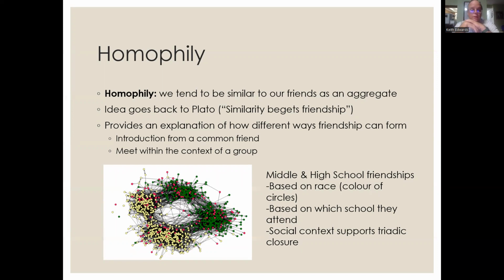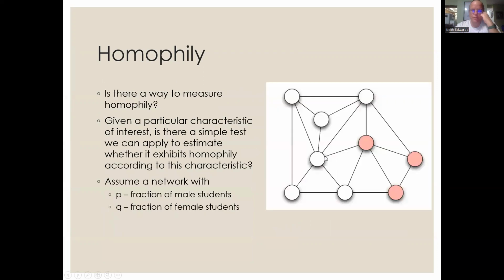So the social context here supports triadic closure. It's a little hard to see from that diagram, but triadic closure is actually supported there. And the clumps are the context in which the people become friends. So is there a way to measure homophily? Given a particular characteristic of interest, is there a simple test that we can apply to estimate whether it exhibits homophily according to this characteristic?